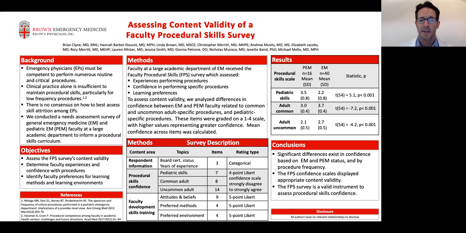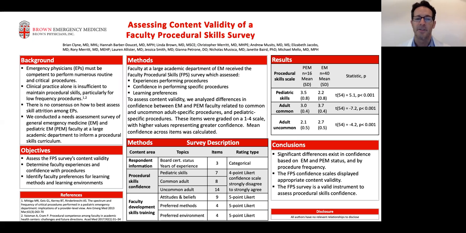The survey itself, I can describe it. It had three major components. It asked for respondent information, so there were some demographics and board certification status, that is emergency medicine, pediatric emergency medicine, or other. Typically that was a combined EM or subspecialty training. Then confidence with skills, and we broke them out by pediatric skills, common adult skills, such as central line or CPR, and then uncommon adult skills, which would be things like thoracentesis or cricothyroidotomy.